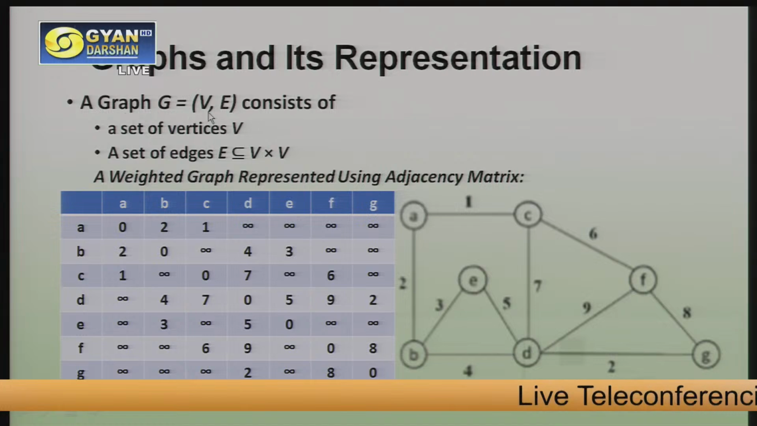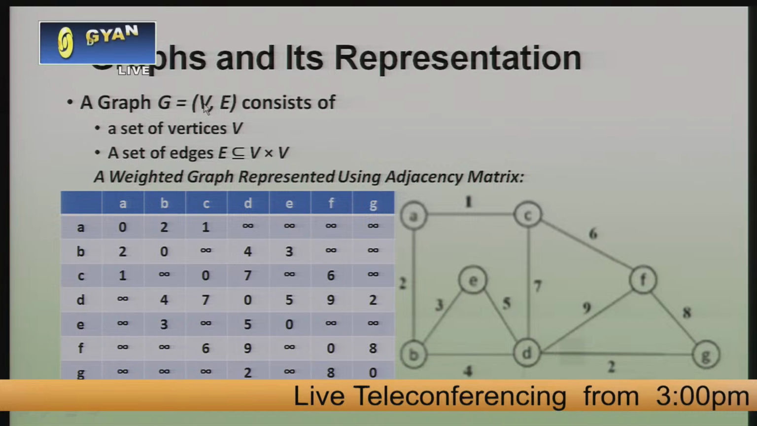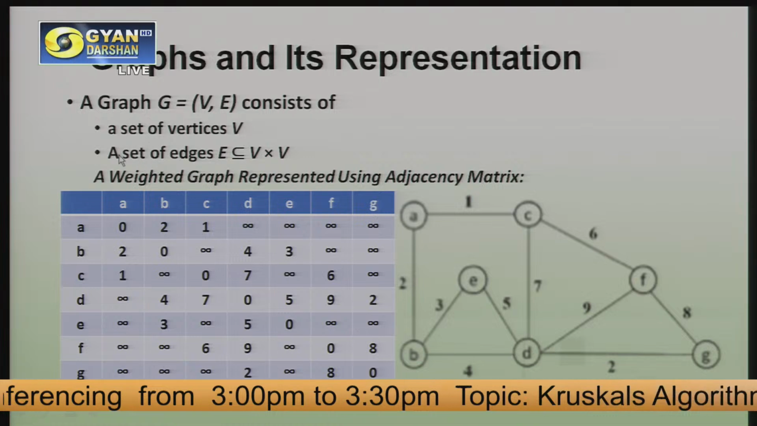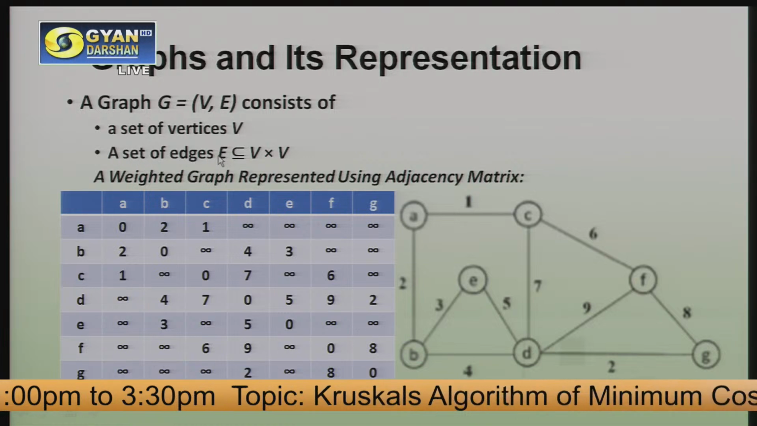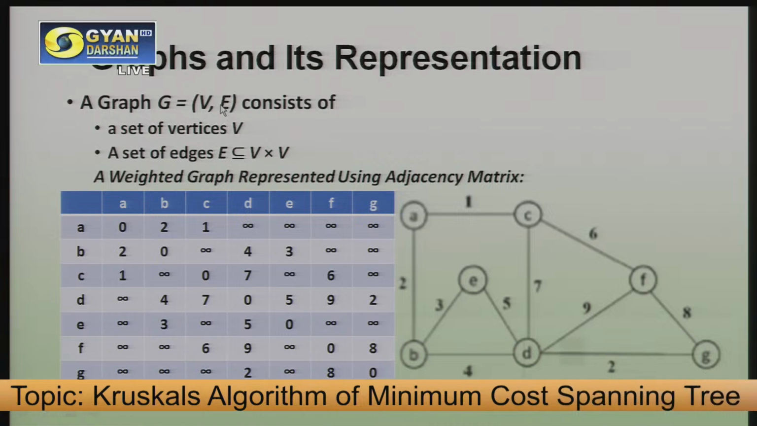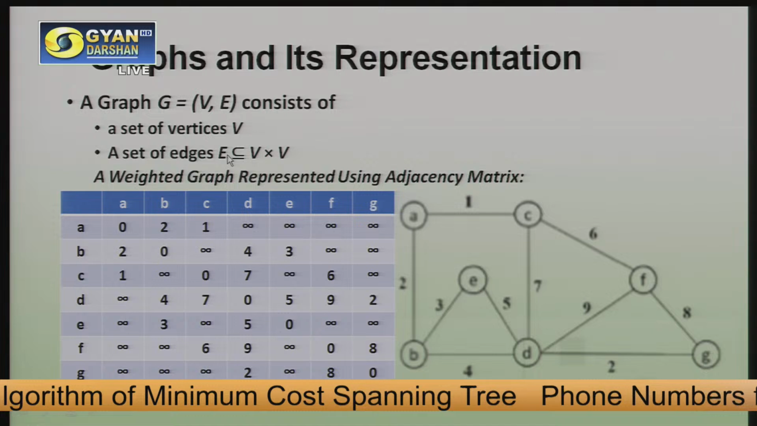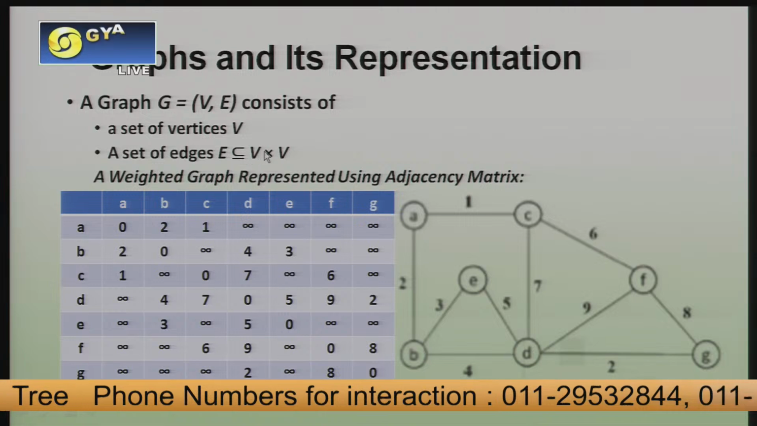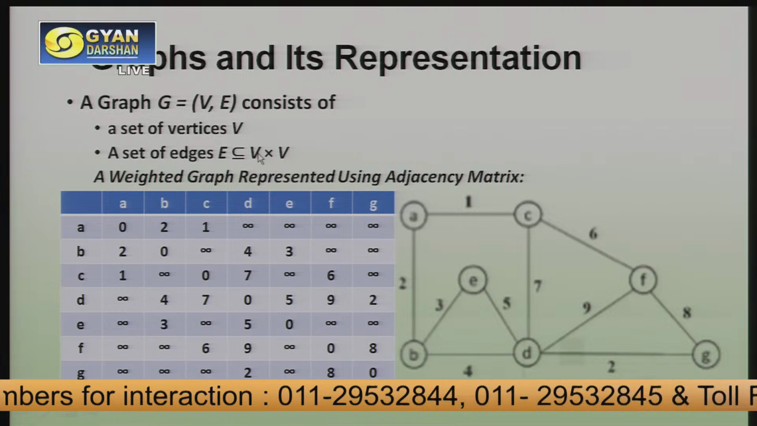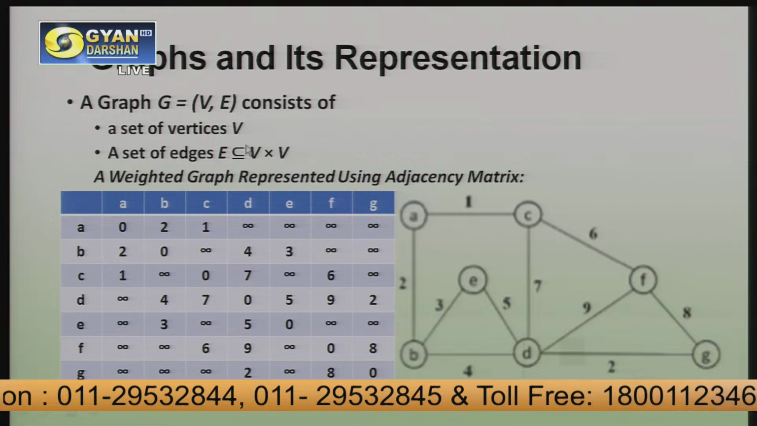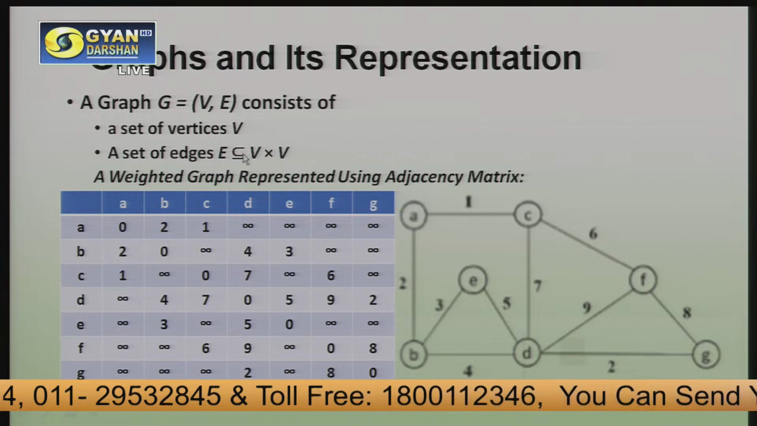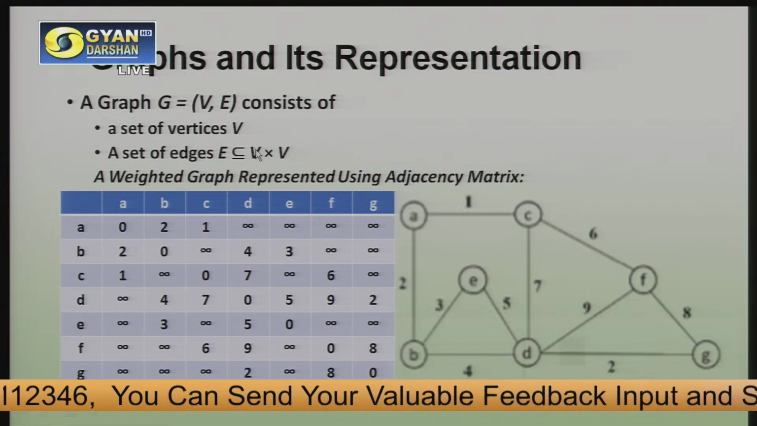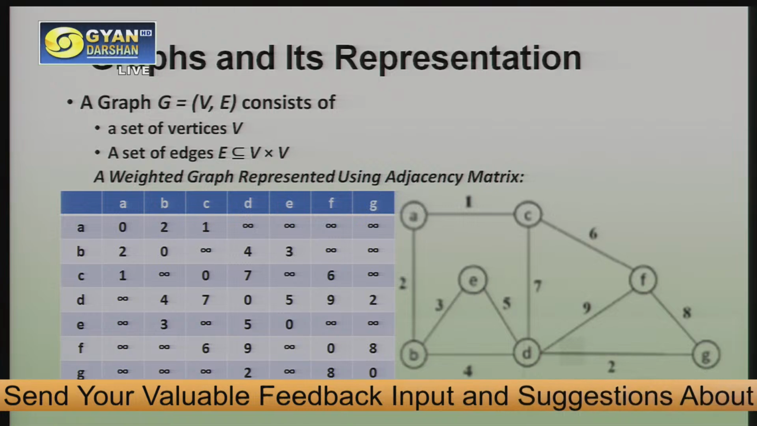Well, a graph consists of two basic elements: a set of vertices and a set of edges, right? One more thing you should know is that an edge is a mapping from one vertex to another vertex. Therefore, the set of edges has to be a subset of V cross V. So it may be less than that, and the maximum number of edges occurs when the graph is fully connected, that is, one edge from each vertex to all other vertices.